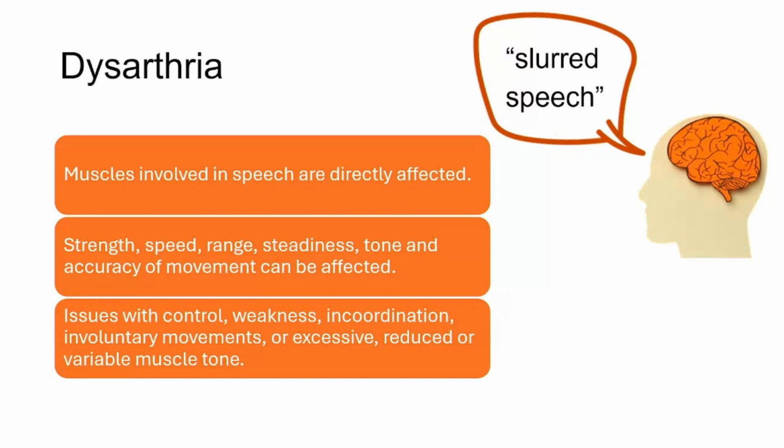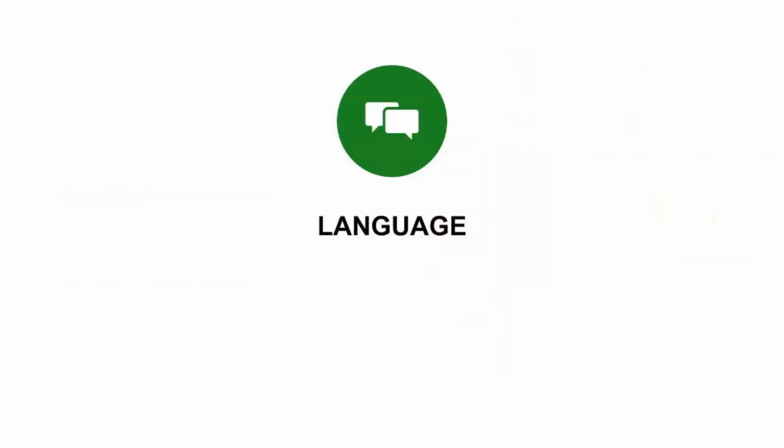Okay, so that's the speech side of things, apraxia and dysarthria. Moving on now to language and language changes after stroke. This is what we call aphasia.